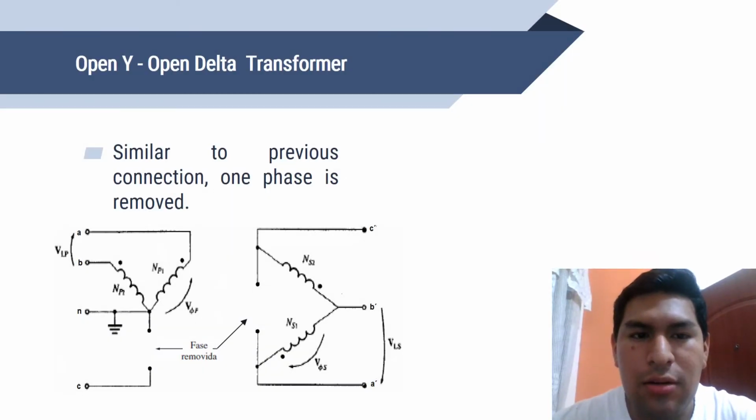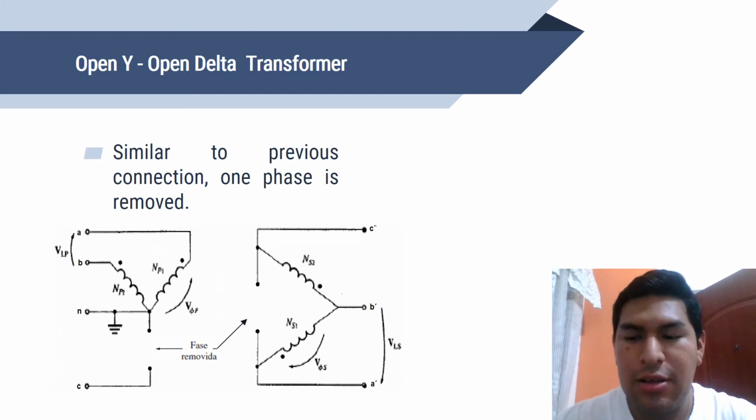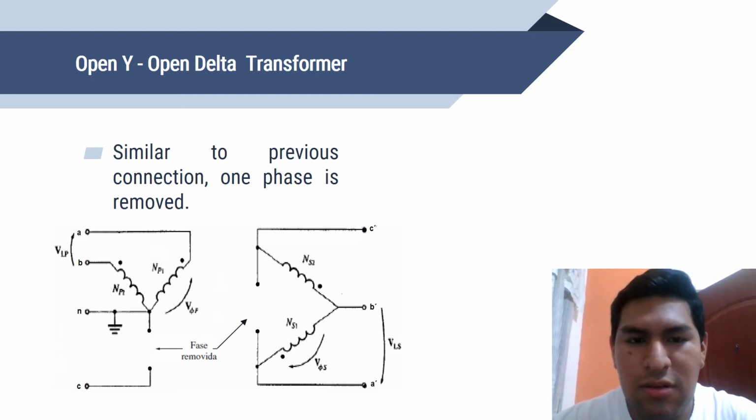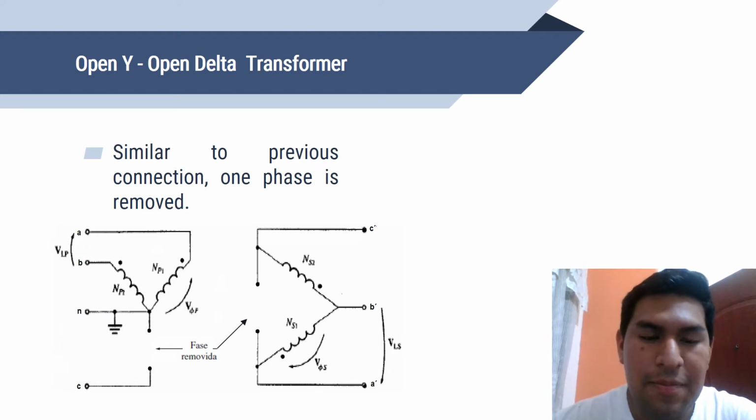Open Y and open delta transformer. This connection is similar to the previous connection. One phase is removed. In this connection, we get three phase from two phase.